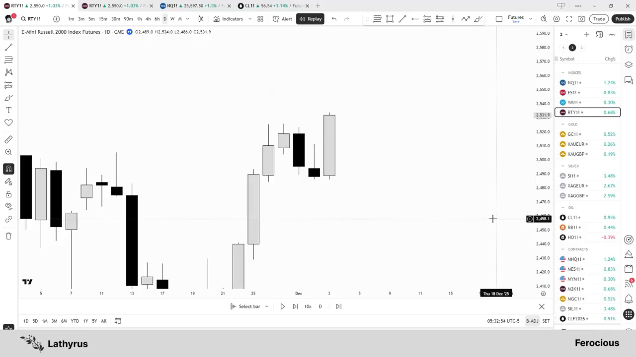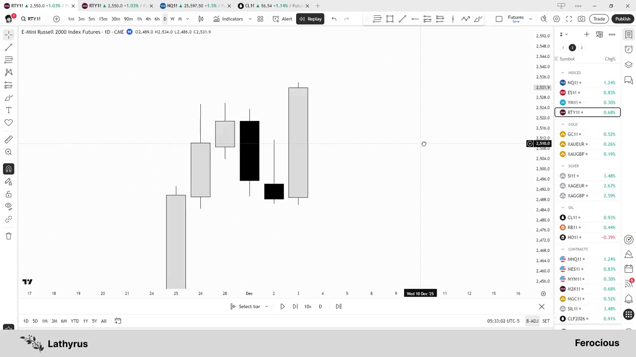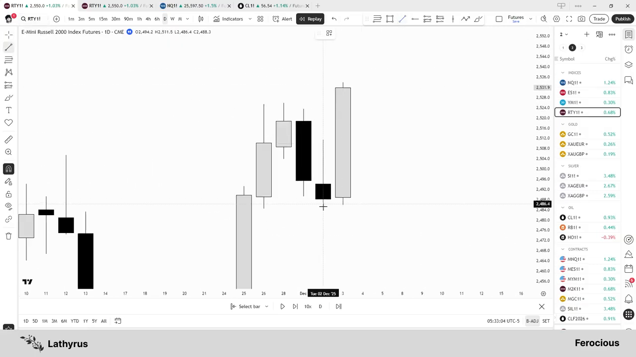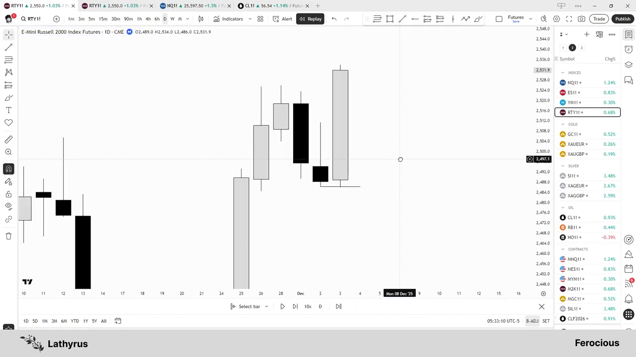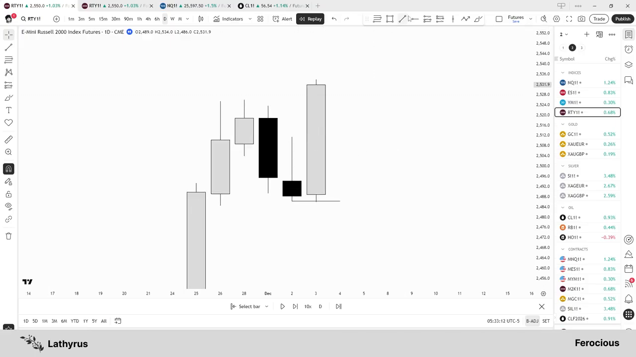So now I will go over a few examples of moves I actually traded with this logic, starting with the first one on RTY, starting on the daily. What can we see? We can see Wednesday is taking previous day low and starting to reverse. We have a small wick. This is qualifying for an expansion candle.